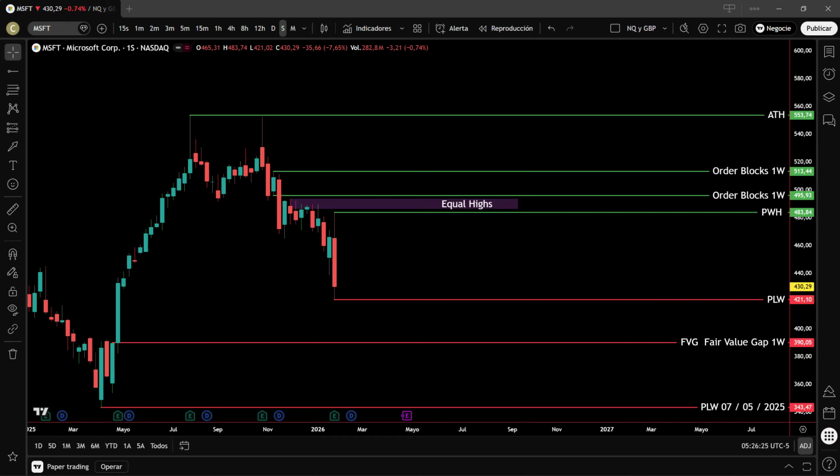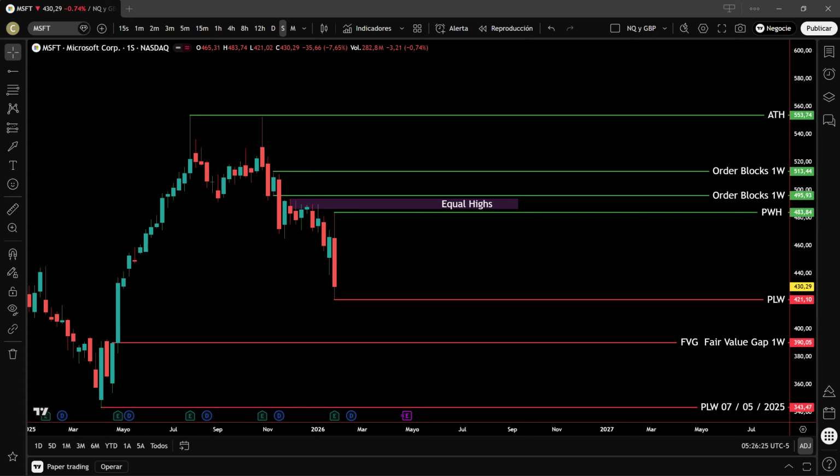We identify immediate support at the PWH, or previous weekly high, at $483.84, followed by a PLW level at $421.10. Below that, we have an area of great technical significance, a weekly fair value gap at $390.05, which is confluent with a historical PLW at $343.47.